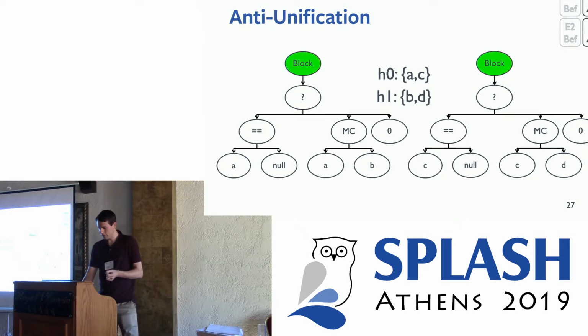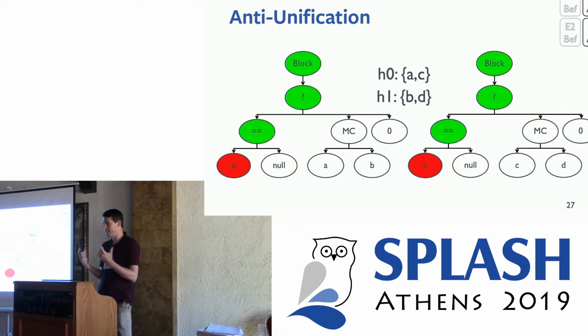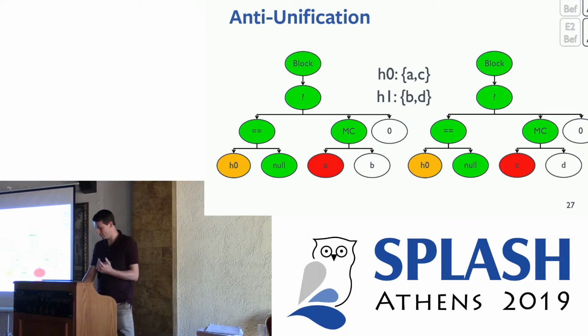We'll do our depth first search until we hit nodes which differ. And here we have A and C. But if we look at our existing substitutions, we realize that's the same thing as H0, so we can reuse H0 here. We'll continue along until we hit A and C again. Once again, we can reuse H0. And then we'll hit B and D. Now this, of course, is H1, so we can reuse H1 as well. And then we'll finish up.